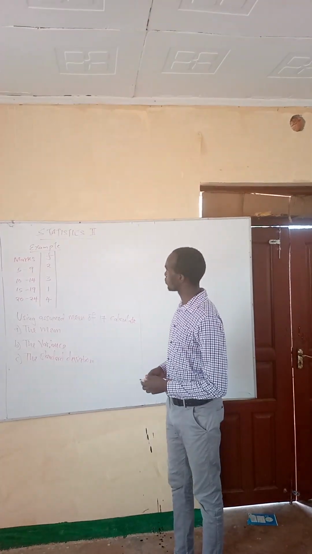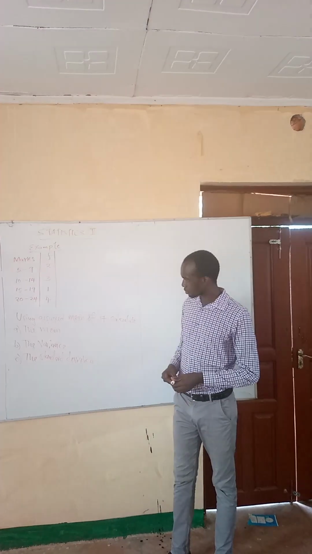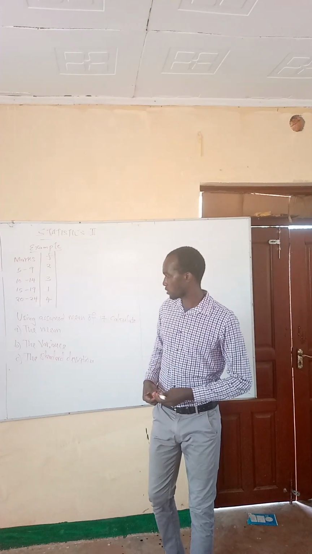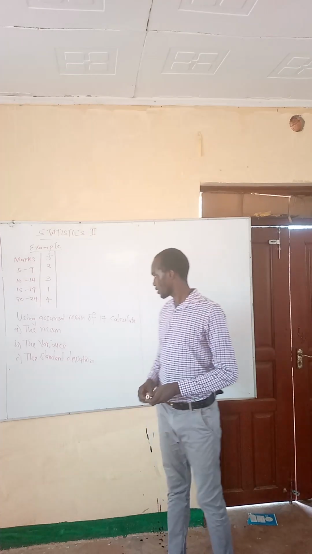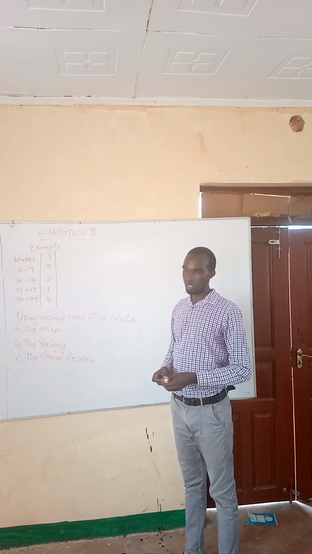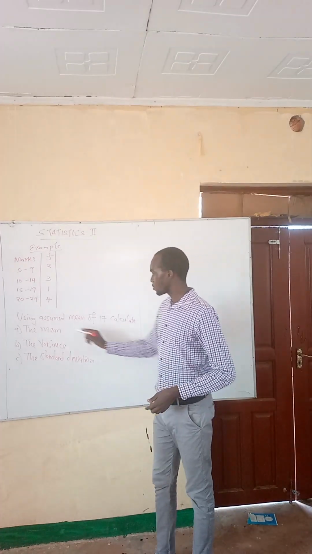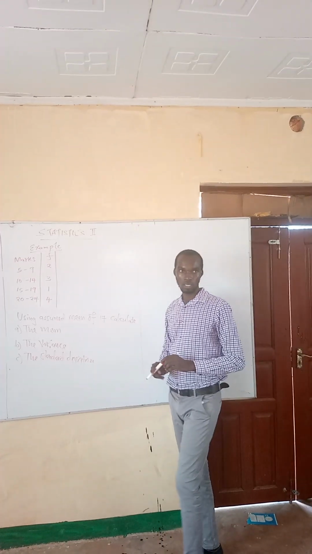Today we are going to study statistics 2, and we are going to calculate various measures of central tendency, as well as the measures of variability. So here the data is very different. In this case, we are going to compute the mean of the group data using assumed mean, which is 17.